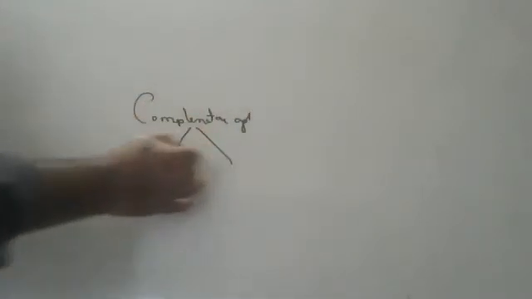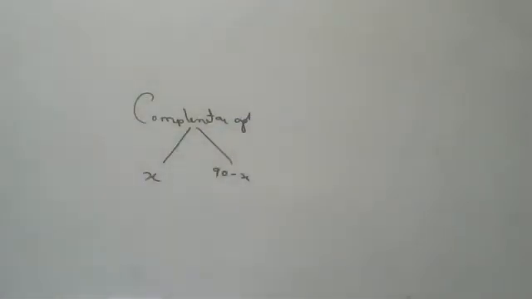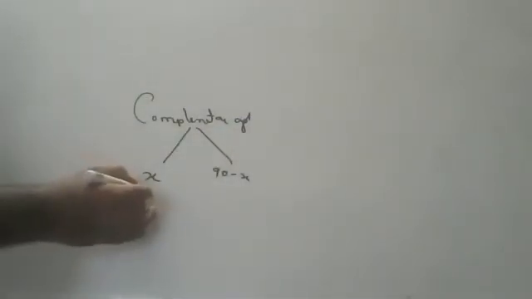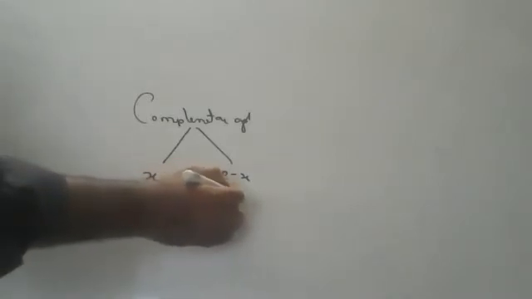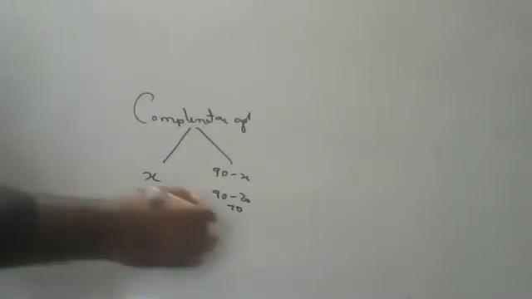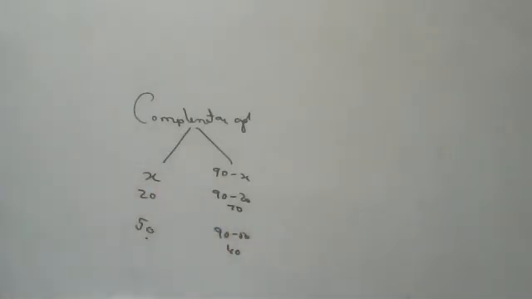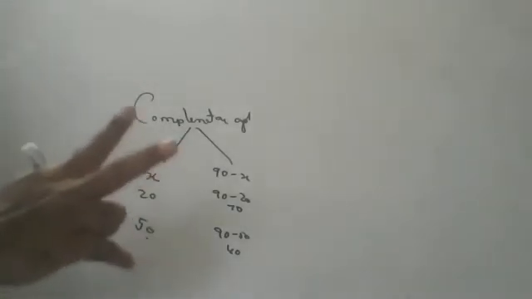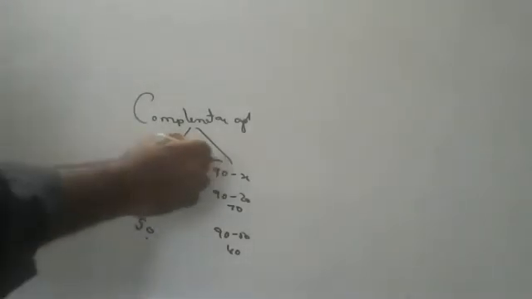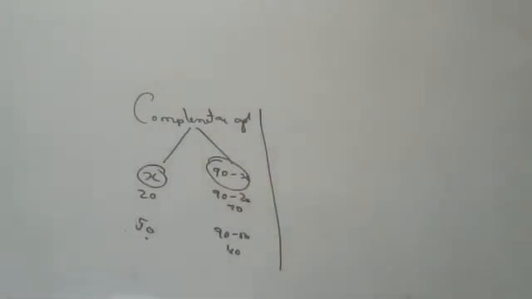Now, two complementary angles. If they say two complementary angles, one you take as x, the other one you take as 90 minus x. Suppose one is 20, what will be the other? 90 minus 20, 70. Suppose one is 50, what will be the other? 90 minus 50, 40, because 50 plus 40 is 90. So whenever they say two complementary angles, take one as x and another as 90 minus x. That is the basic rule. If you know that rule, you can do any sum, children.